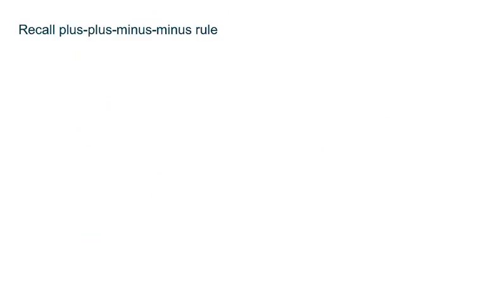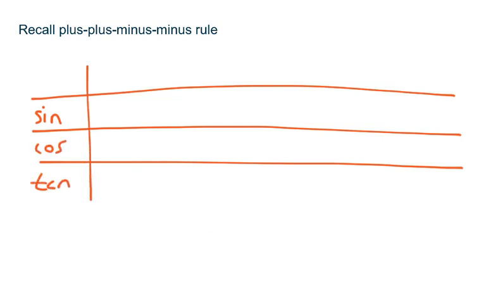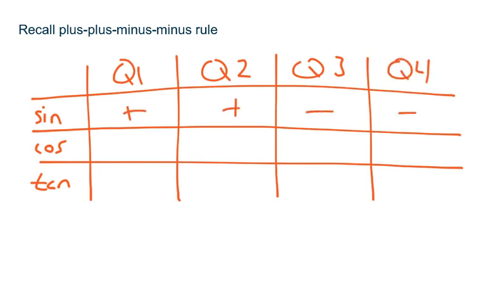Before we get into the last set of examples, I want to go back and do a little bit of recall: the plus, plus, minus, minus rule, and what it's used for. So if I make my table here one more time, 1, 2, 3, 4, this is going to be sine, this is cosine, this will be tangent, and I'm going to have quadrant 1, 2, 3, and 4, so Q1, Q2, Q3, Q4. Remember, plus, plus, minus, minus, plus, minus, minus, plus, and plus, minus, plus, minus.